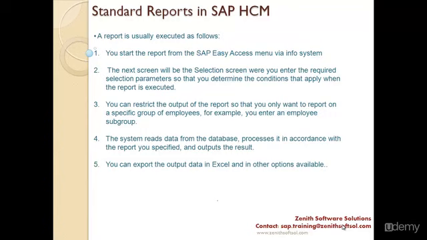For example, there is a field called employee subgroup. You want the report to restrict only to a particular set of employees, like employee subgroup equal to salary. So the report reads the data from the database, processes it accordingly, and then outputs the result for only that employee subgroup.